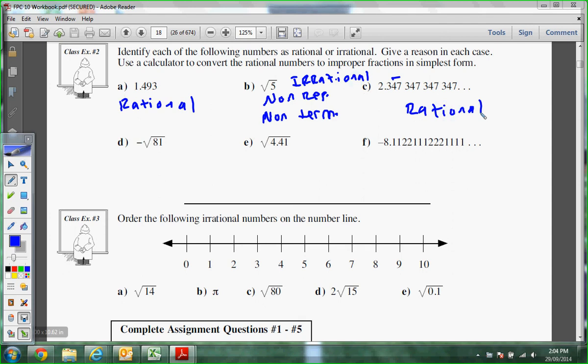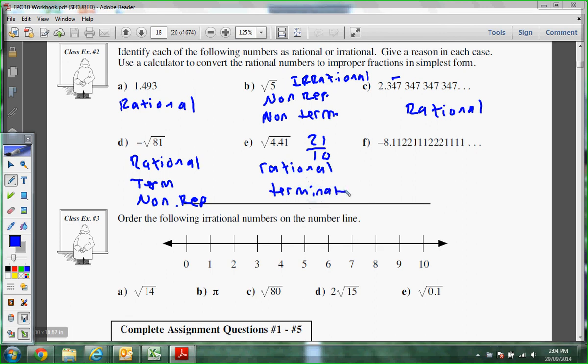Okay, this one here, square root of 81. What's square root of 81? 9, which is negative 9. That's rational. It's a whole number. So it's terminating and it's non-repeating. Okay, square root of 4.41 will get you 21 over 10, which is rational. It terminates. That's why. It's non-repeating, but it terminates.